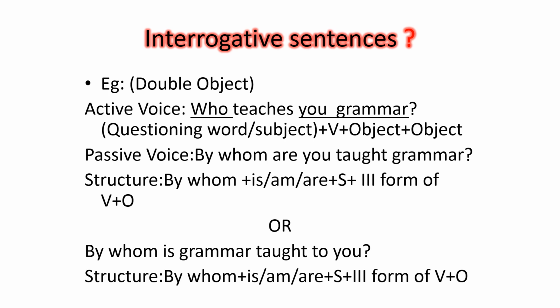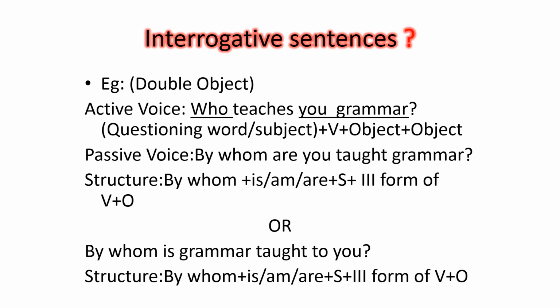When we are dealing with a double object in interrogative sentences, see how it is. For example, who teaches you grammar? Here we have two objects, you and grammar. So while changing into passive voice, we can focus on any one object at a time. For example, if I take you first, then the sentence will change: by whom are you taught grammar?